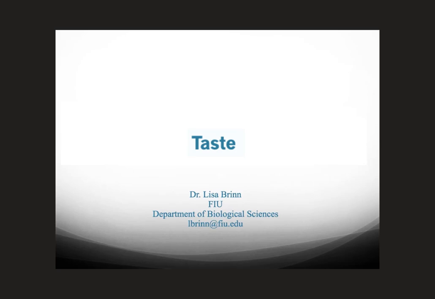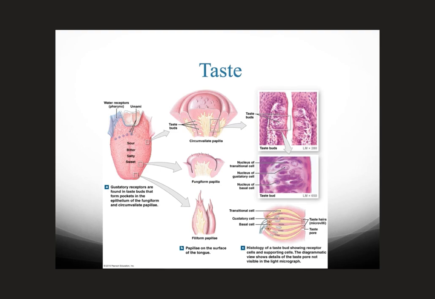Here we're going to be covering the taste sensations. So now let's talk about our taste receptors. Basically we have these structures that are called papillae. These papillae come in three different forms. We have what we call the circumvallate, the fungiform, and the filiform. The circumvallate is the biggest one of them all.